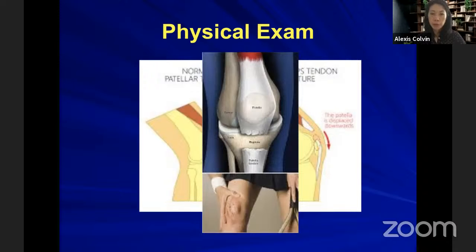So this is a front view. So the person's head would be at the top and the foot would be at the bottom. The red part is the quadriceps muscle. And then the tendon is below the kneecap. And if someone can't do a straight leg raise, then that could mean that they have a disconnection in the patellar tendon part of the extensor mechanism.